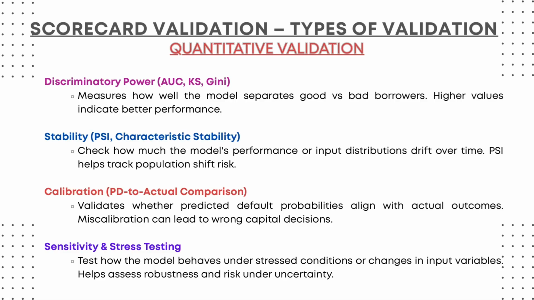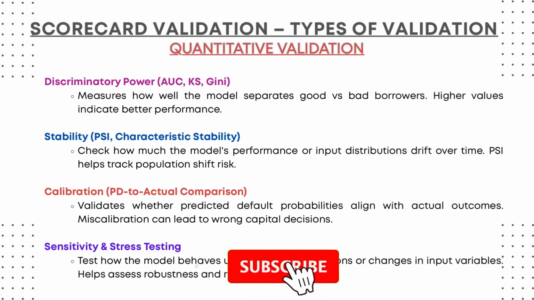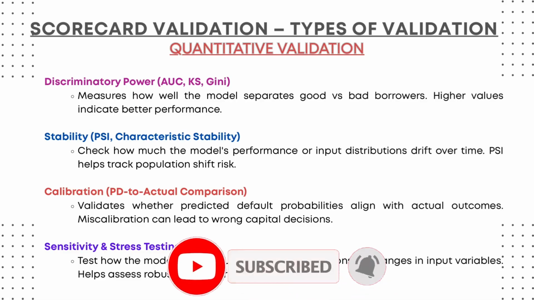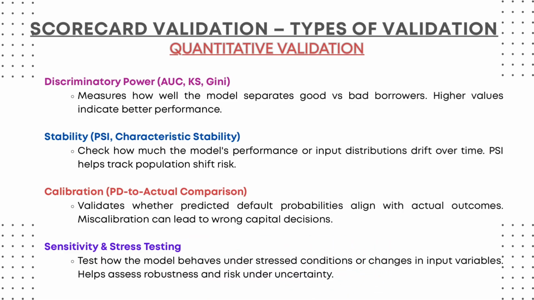Next is the calibration, that is PD to actual comparison. It validates whether predicted default probabilities align with actual outcomes. Miscalibration can lead to wrong capital decisions and a huge loss. Last is the sensitivity and stress testing. It tests how the model behaves under stress conditions or changes in input variables. It helps assess robustness and risk under uncertainty.